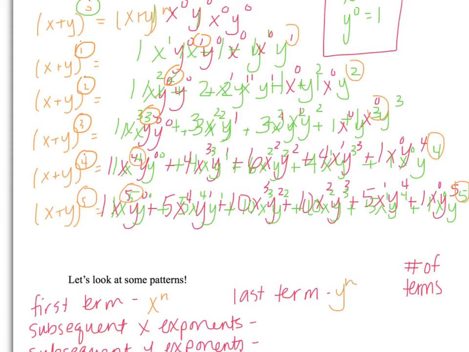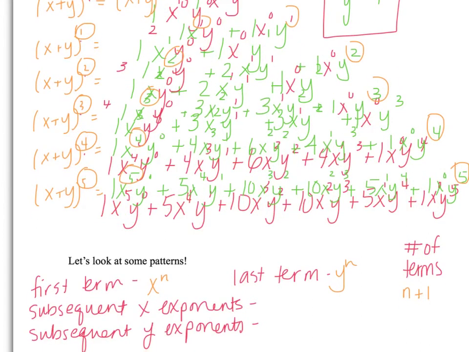Let's look at the number of terms in relationship to n. When n was 0 here, we had 1 term. When n was 1, we had 2 terms. When n was 2, we had 3 terms. When n was 3, we had 4 terms, and so on. So the number of terms is always n plus 1. So if we have x plus y to the 17th, we are going to have 18 terms in our expansion.